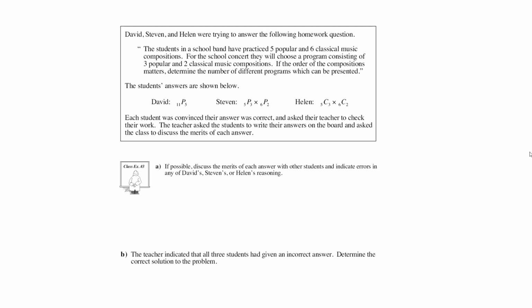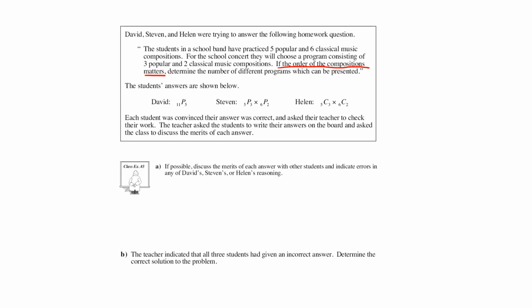As you read this one, you've got a scenario where three people, David, Stephen, and Helen, are looking at this homework problem. I'll read it, even though you can probably read it better yourself. The students in a school band have practiced 5 popular and 6 classical music compositions. For the school concert, they would choose a program consisting of 3 popular and 2 classical music compositions. And very importantly, the order of the compositions matters. Determine the number of different programs which can be presented.